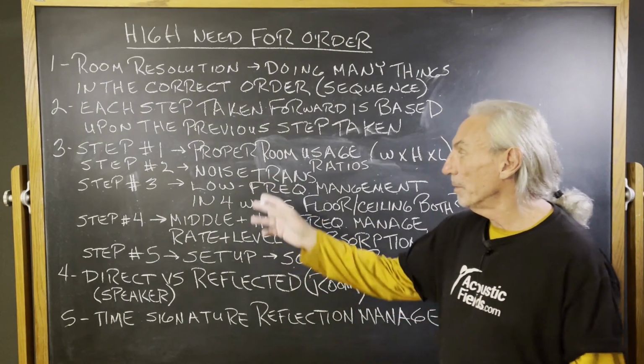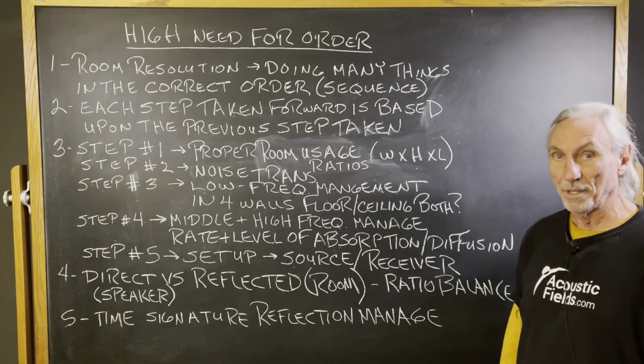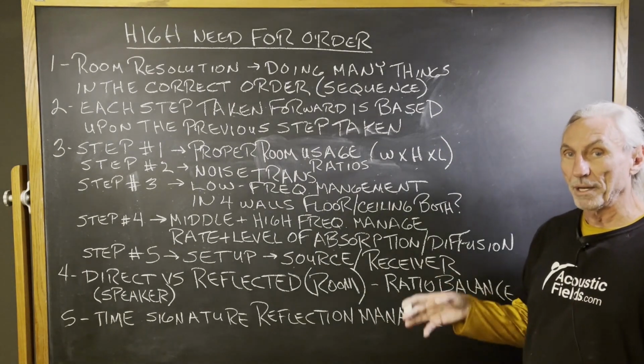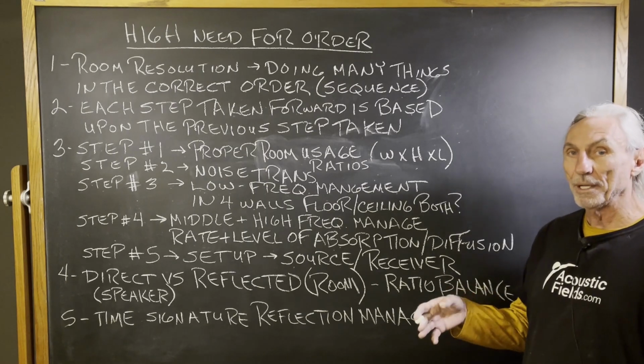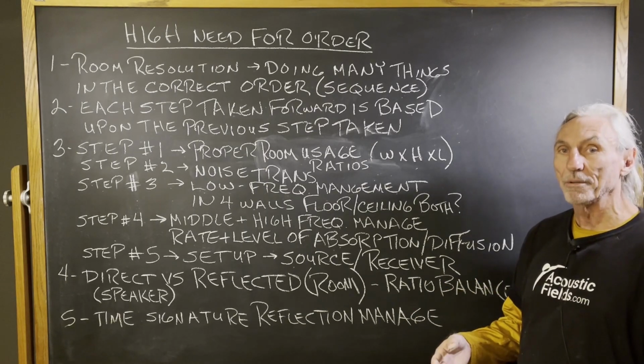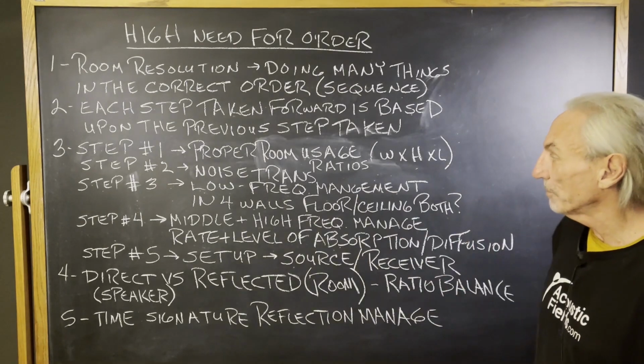So you have to take all of that into consideration. Once you get the proper room ratio, noise transmission. Where's it going to be located? Are we going to have noise in the neighborhood? Are we going to have noise in the area? Are we going to be transmitting noise out of the room? That all has to be addressed first.